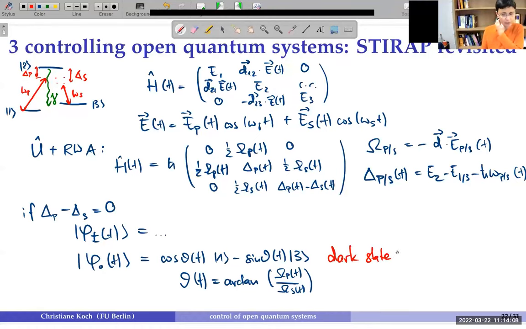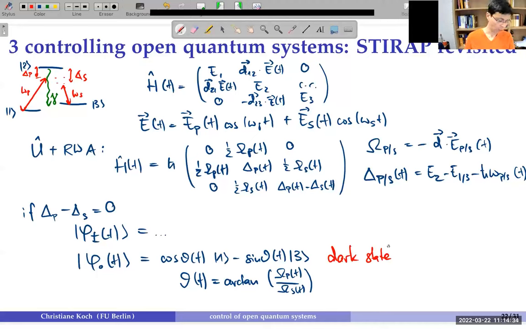And that is another reason, not only the robustness of the population transfer, but for the particular protocol of STIRAP, that people like it so much, because even though you are passing in principle via this level 2 in order to get from 1 to 3, you're never actually populating 2 if you stay in that dressed state, phi zero, which is the dark state.